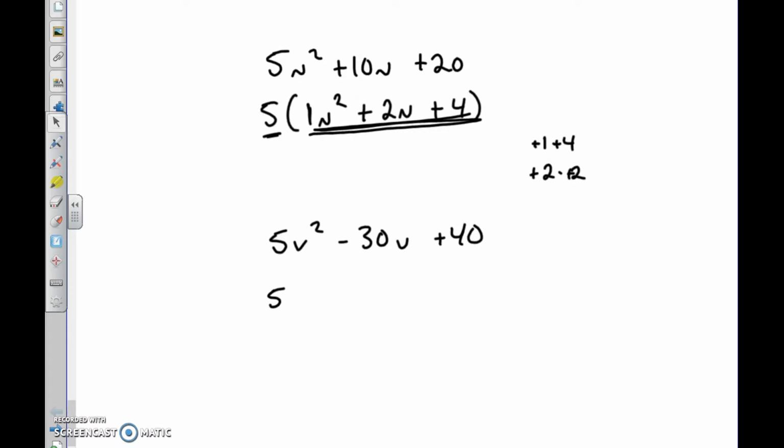Factor out the 5. That leaves me with v squared minus 30 divided by 5 is 6v plus 40 divided by 5 is positive 8. So now at this point we're going to see, is there anything that multiplies to give me a positive 8 and adds to give me the negative 6 on the inside? So we write our factors out here. That would be 1 times 8 and 2 times 4.